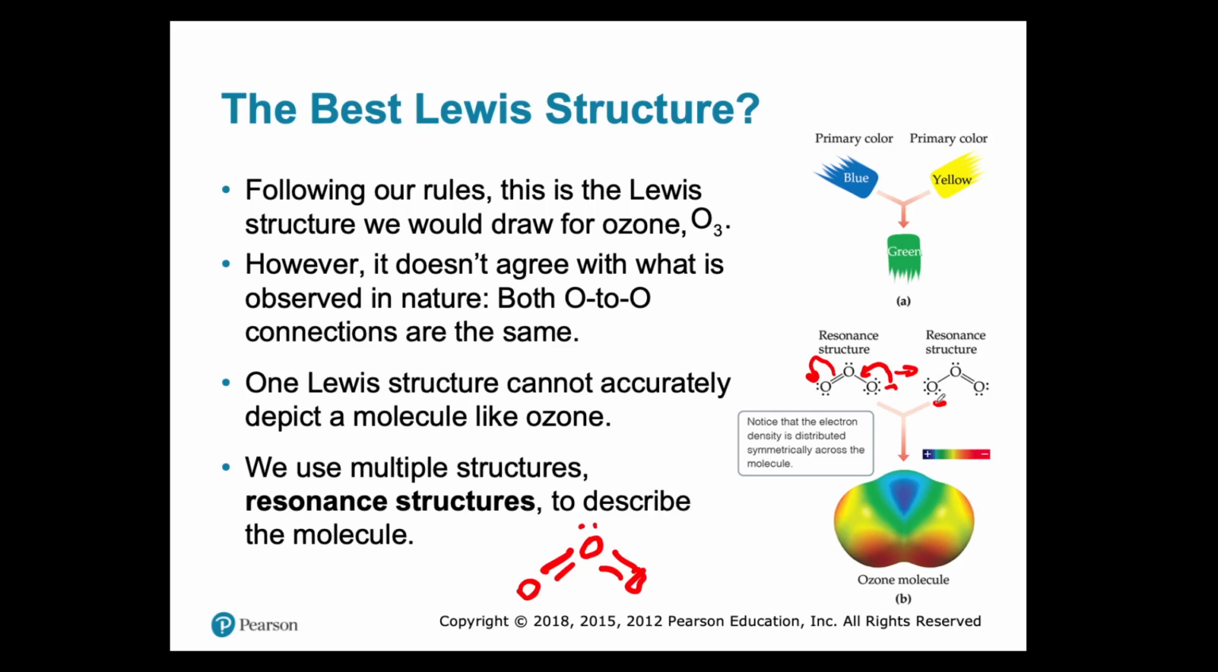It's on the side oxygens, not the one in the center, right? But how is that possible when you only have something like this, where the negative charge is only on one side, right? And then over here, it's only on one side.